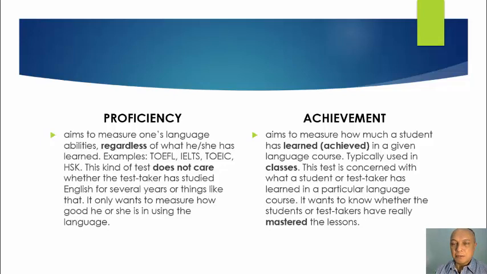Okay, that's the difference between proficiency and achievement. Of course, there are more basic differences, like the content of a proficiency test does not reflect the content of a language syllabus or a language course. Now that makes sense because they don't really care about the language classes, right? In contrast, an achievement test is very much related to the language syllabus or the content of a language course, because it wants to measure how much the student has learned from that course. So there's another difference there.